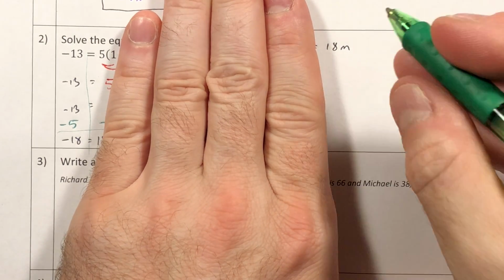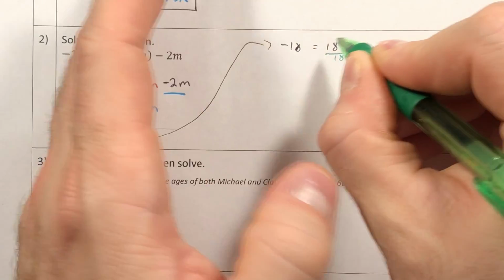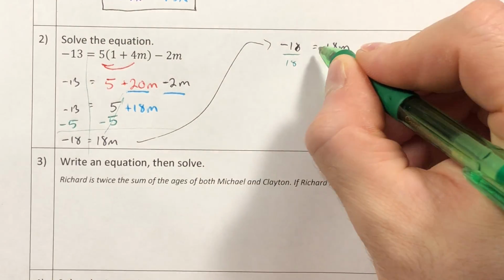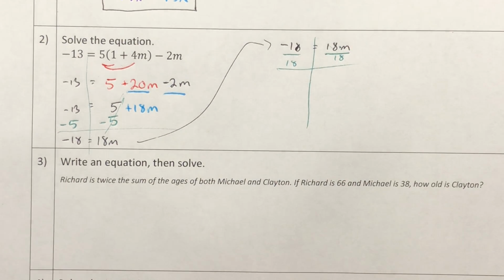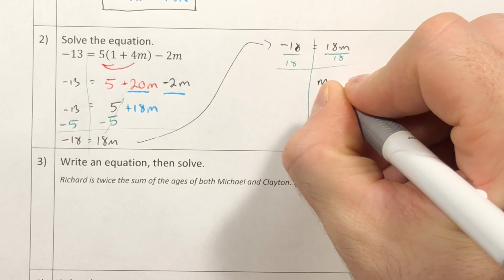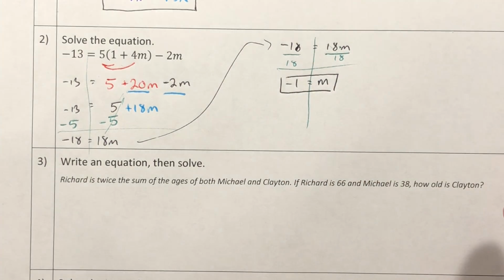Well, I have an 18, and that 18 we know is intuitively connected with multiplication, so I'm going to go ahead and divide that away, which means over here I divide it away by 18 as well. That in effect cancels out the 18, and I'm going to be left with m equals negative 1. There we go. So that's number 1 and number 2.